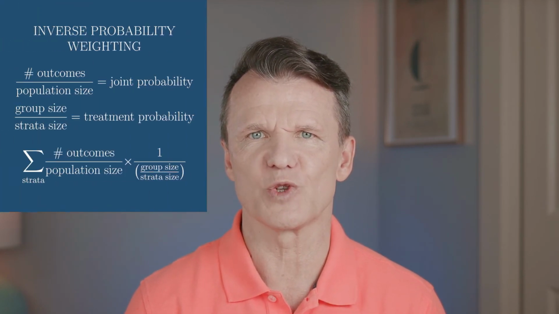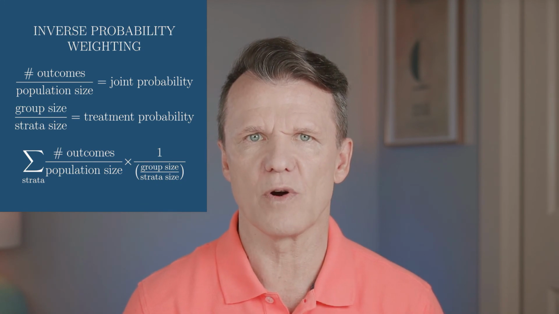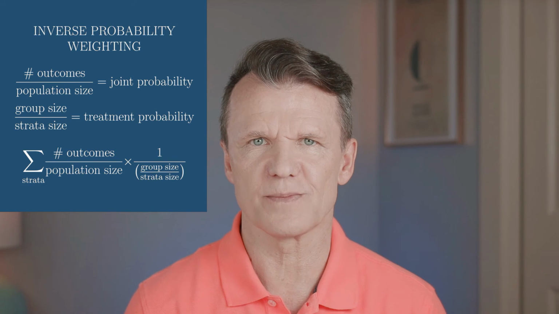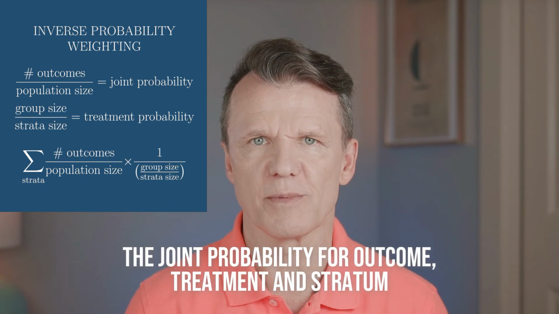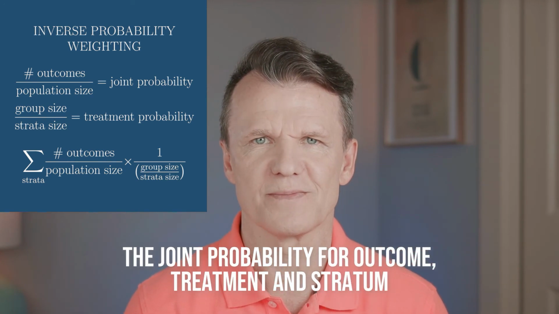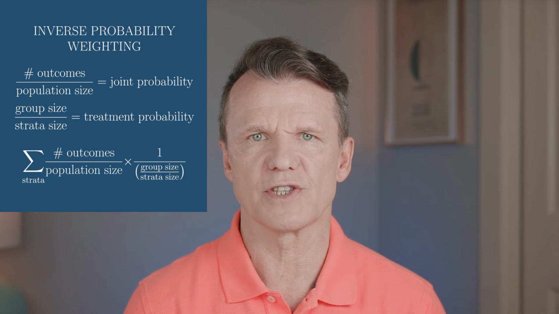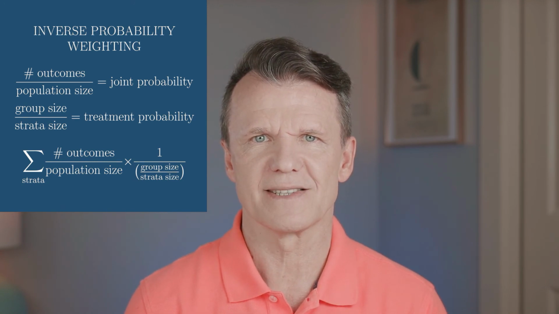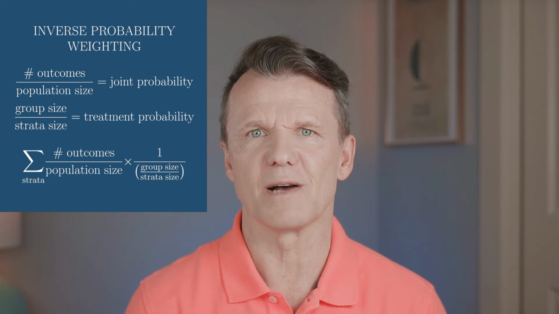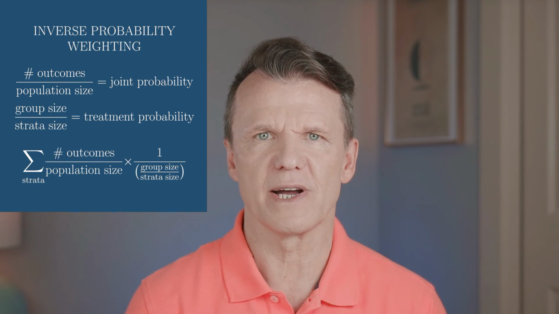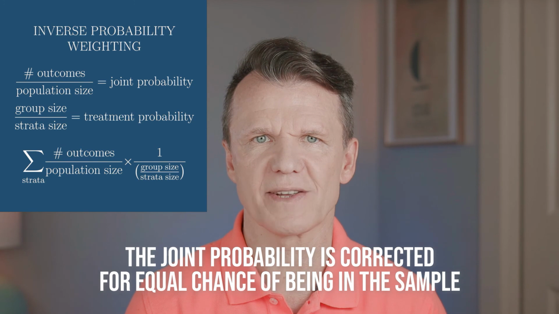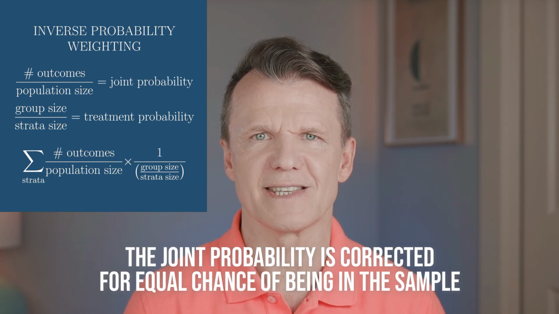Again, I use aggregate data to show this. We take the number of outcomes for the study group in a stratum. We divide them by the total number of observations. This is the joint probability for outcome, treatment, and stratum. We divide the number of observations in treatment group by the strata size. This is the probability of the observed treatment. Its inverse is the weight. We multiply the joint probability and the weight and sum up their products over strata. This means that the joint probability is corrected for equal chance of being sampled.